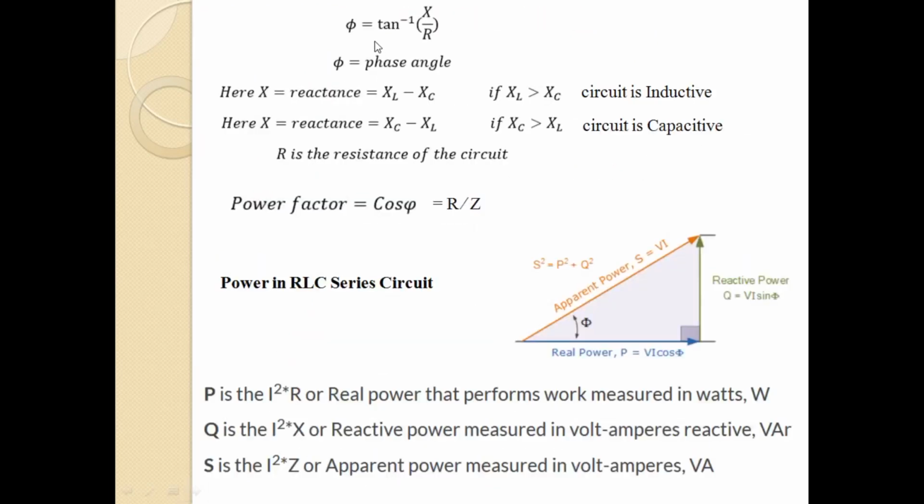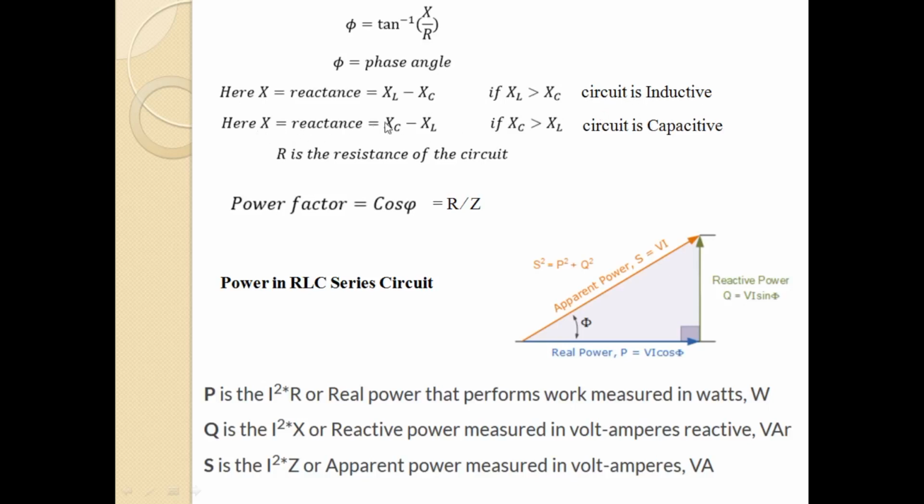Now, if you find from the impedance triangle or from the power triangle, you can see that the phase difference between the voltage and current is given by tan inverse of X by R, where X is the difference between the inductive and capacitive reactances in the circuit. When XL is greater than XC, capital X will be XL minus XC, and the circuit will be inductive and the current will be lagging with respect to the voltage.